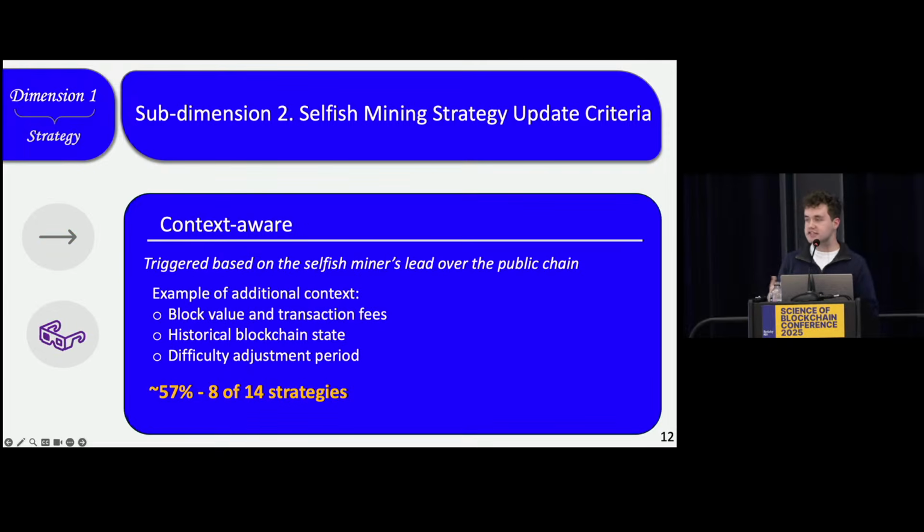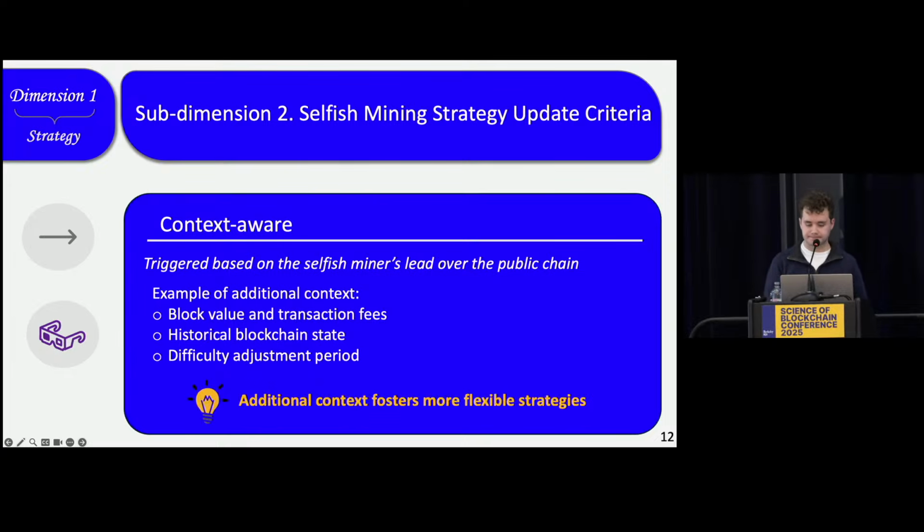On the other hand, some strategies might rely on additional context to trigger some of these actions. This is what we call context-aware strategies. For example, this might be relying on block value or knowledge about the current difficulty adjustment period to trigger actions. And for these strategies, another insight we make is that this additional context fosters more flexible strategies, which can in fact be more profitable.